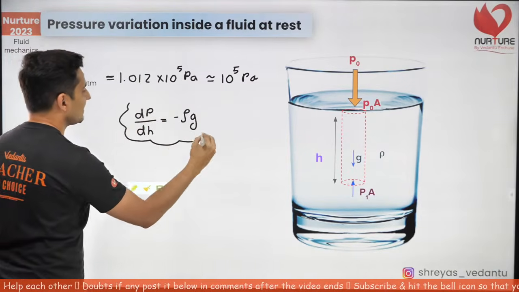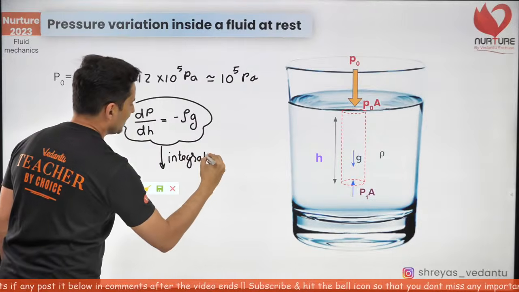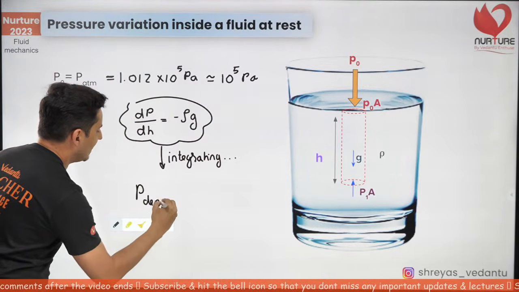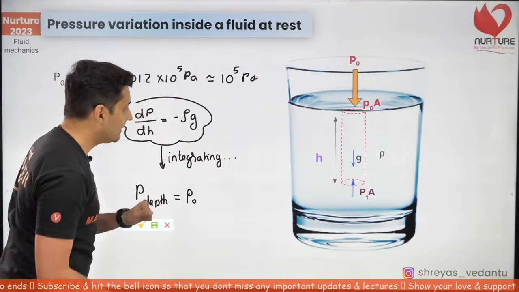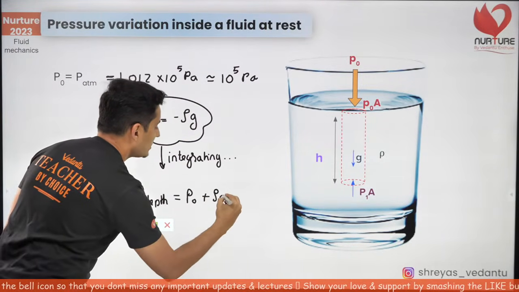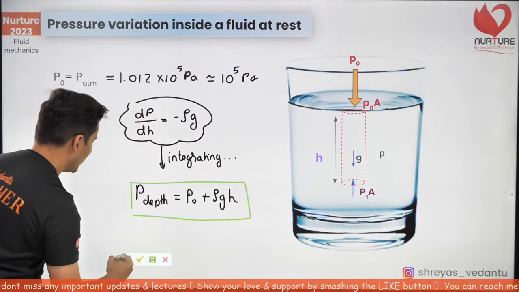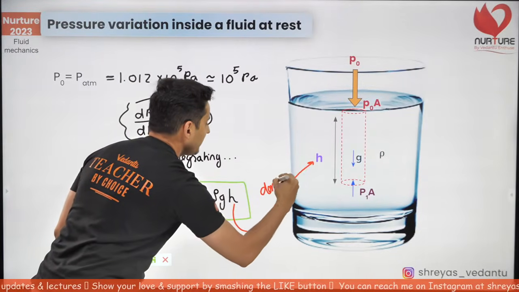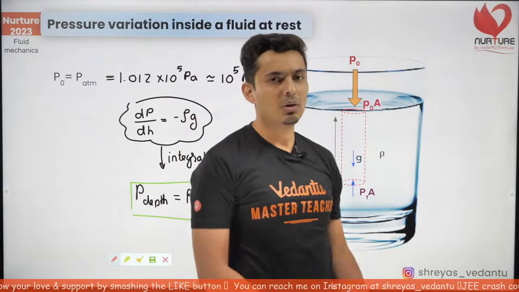So using this relationship and integrating with proper limits, what you get is that the pressure at any depth is the pressure at the fluid level, which is exposed to the atmosphere, plus rho g h. That's exactly what you get. And if you are wondering what this h is, it is nothing but the depth inside the liquid surface. How deep are you in?